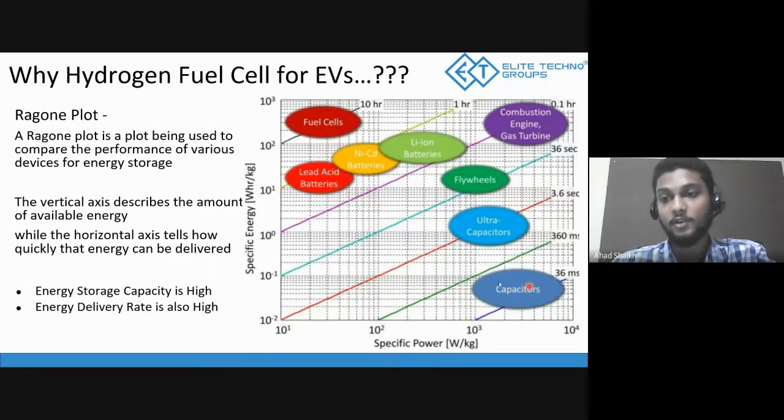Capacitors store a little amount of energy, but they are able to give that energy very quickly. They discharge very quickly, so they are used in electrical circuits and such. But fuel cells, you cannot extract the energy from them that quickly. Their output is low, so we have to have certain external electronic circuits to maintain the output from the fuel cell. Being a high energy storage device, we can use it for electric vehicle application.